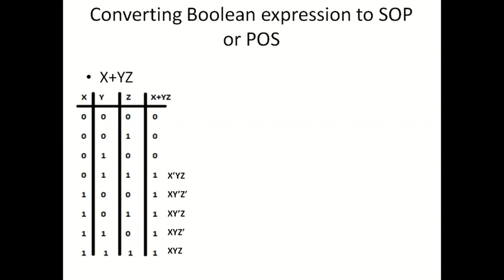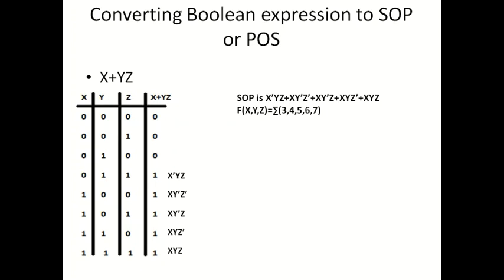So I will take all these 5 terms and my SOP expression is going to be x complement yz plus xy complement z complement plus xy complement z plus xyz complement plus xyz. So if you have to write this in a canonical form, then its form is going to be summation of 3, 4, 5, 6, and 7.